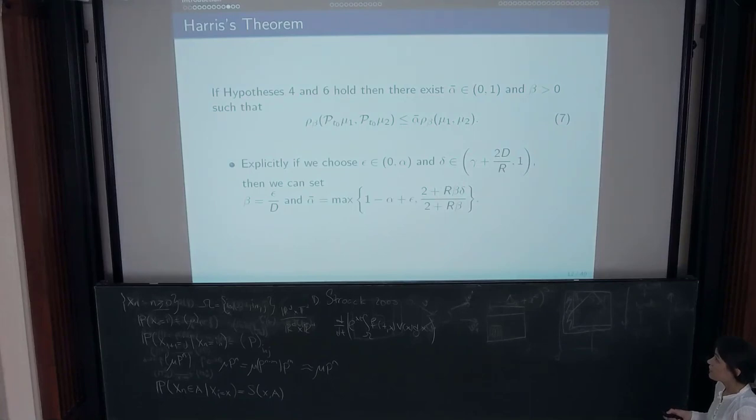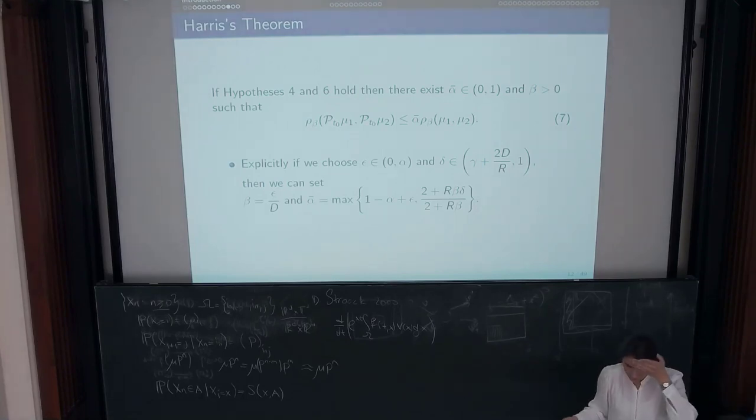Then if we have satisfied this Lyapunov and local Doeblin condition, we are going to have some result like this, and this constant will also depend on the constants in our hypotheses, and then you can iterate this and get it for all times. So this is basically the setting.